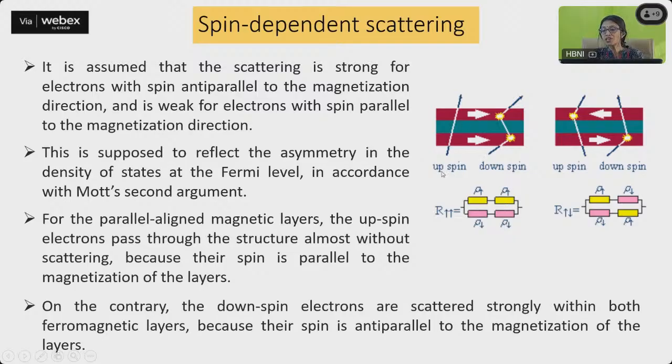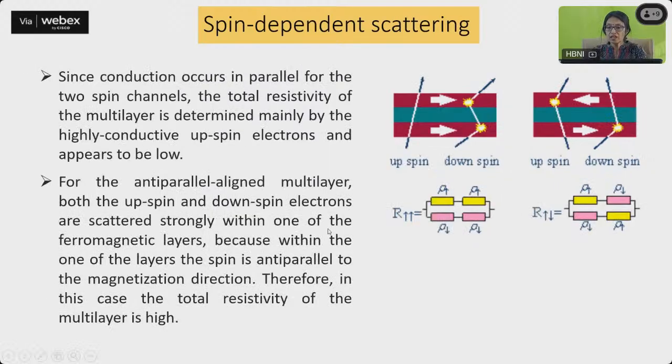Now you see over here, this is upspin and this is downspin. This is how it is going to look. With upspin and downspin in both directions, you will find the scattering is very strong for the downspin electrons in both the layers. Since conduction occurs in parallel for the two spin channels, the total resistivity of the multilayer is determined by the highly conductive upspin electrons and appears to be low.